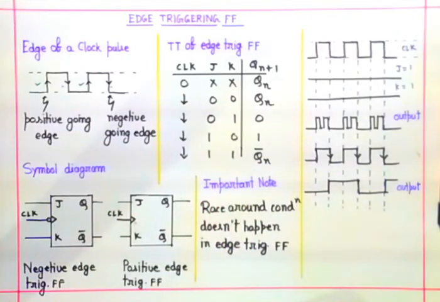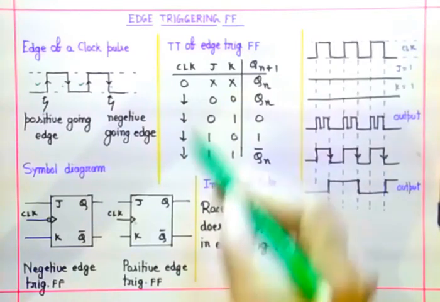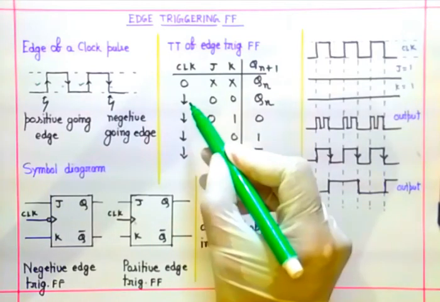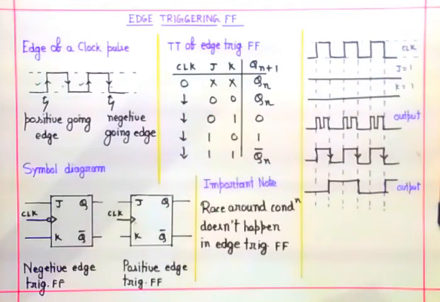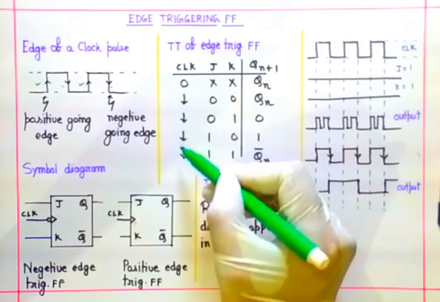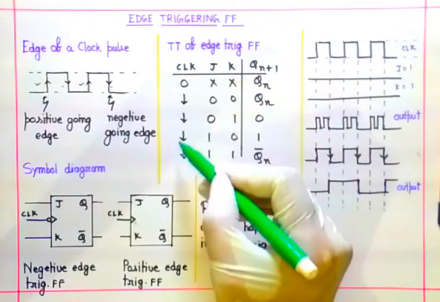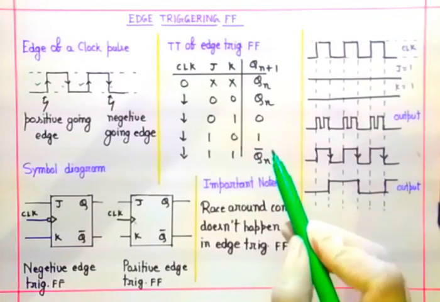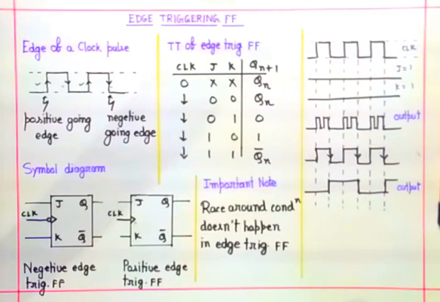Now truth table of edge trigger flip-flop. You already know the truth table of normal JK flip-flop, and here also the truth table is the same except the clock column. Before, in the JK flip-flop, in the clock column we have used 1 1 1 1 in this place, but now we are using the negative going arrow. This negative going arrow indicates that this truth table is for negative edge triggered flip-flop. Clear?